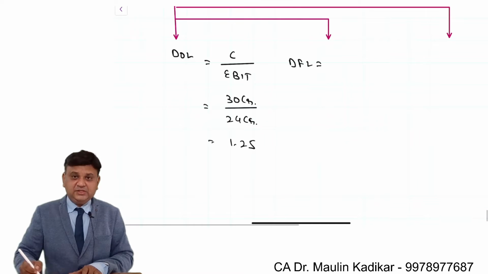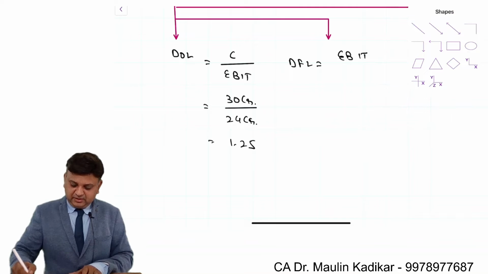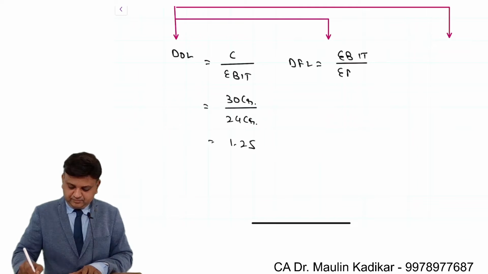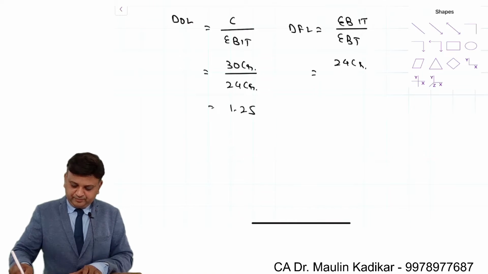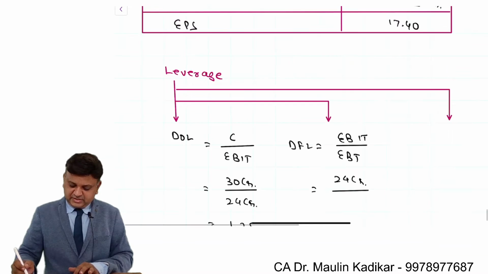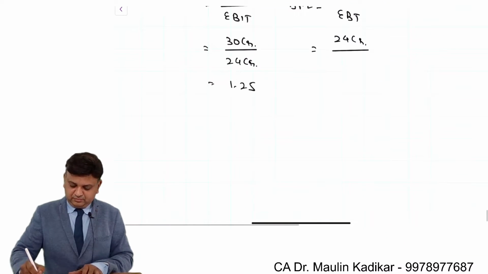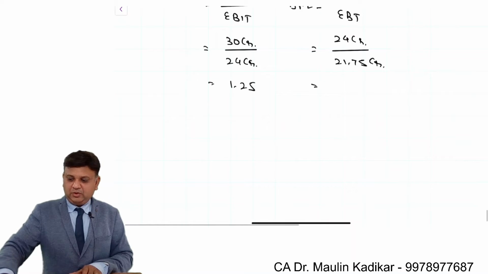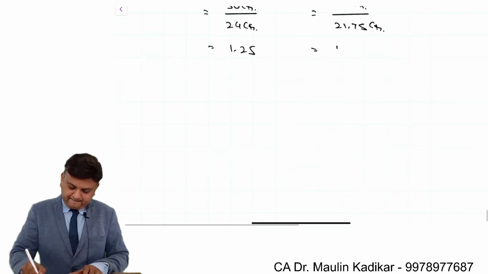Degree of financial leverage is equal to EBIT upon EBT. EBIT is 24 crore divided by earning before taxes, which is 21.75 crore. 24 upon 21.75 comes to 1.1034.